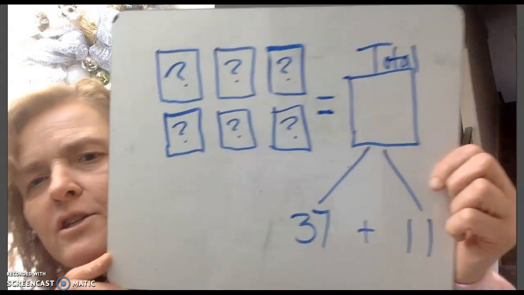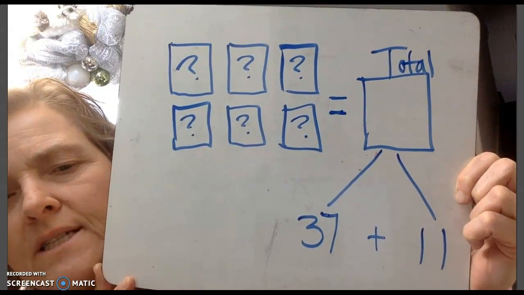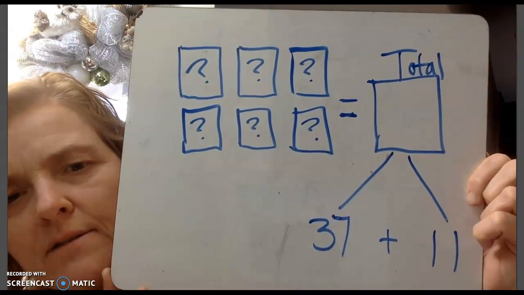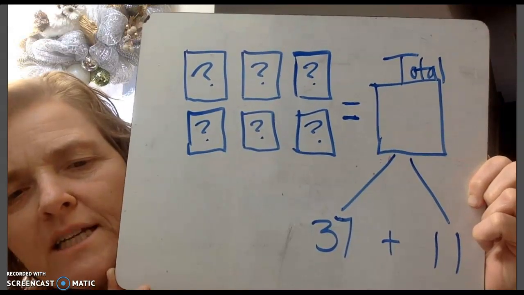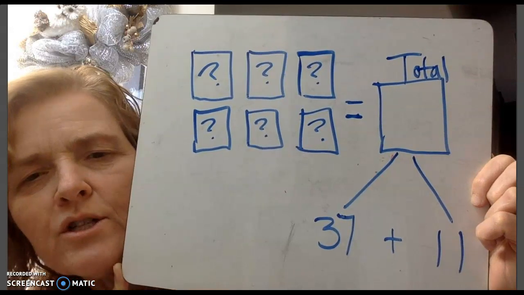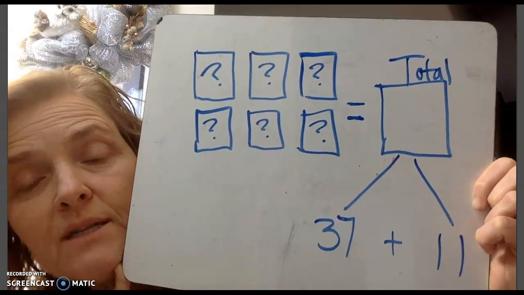Okay, here's my picture, and I just thought of a new way to do it. Restating my question: Leo bought 6 sets of books, and it says the same number in each set. We don't know how many are in each set. That's why the question mark is there. But I do know it's an equal group. It needs to be an equal group.